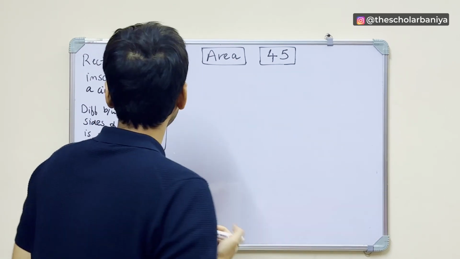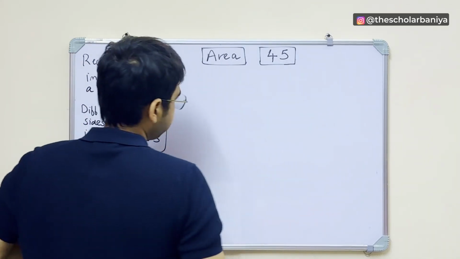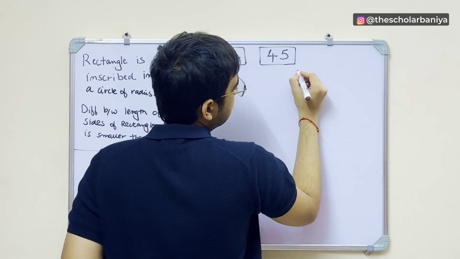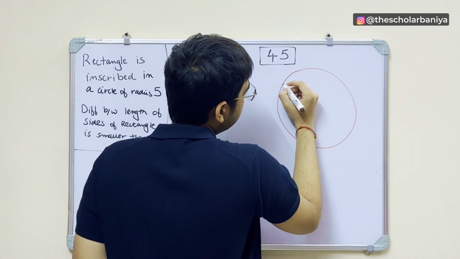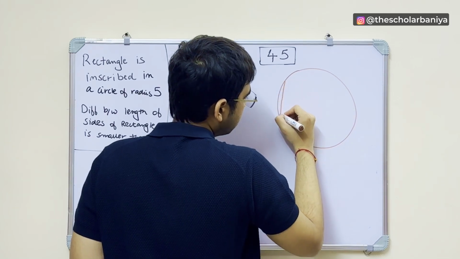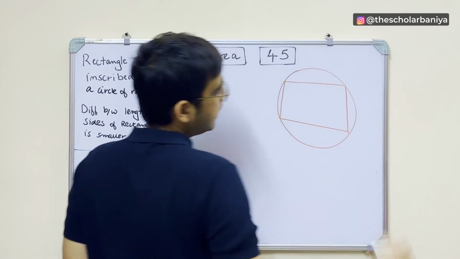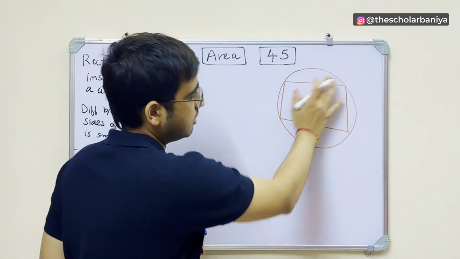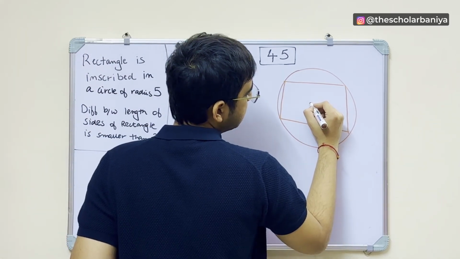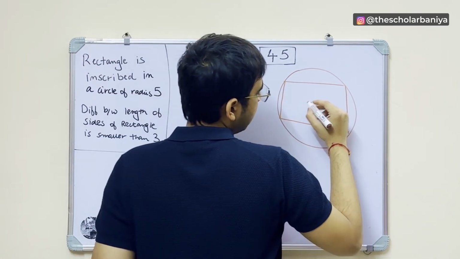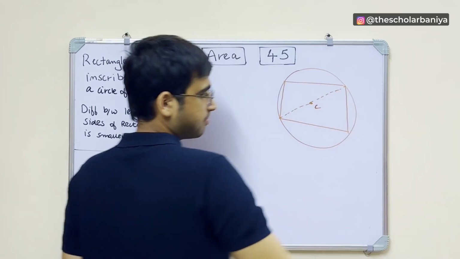So if we draw the figure, a rectangle is inscribed in a circle, right? So let's say this is a circle, and we inscribe a rectangle inside this. Let's suppose this is the center, right? And this is the radius, and obviously this is also the radius.